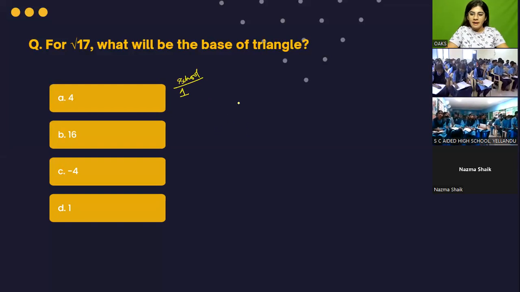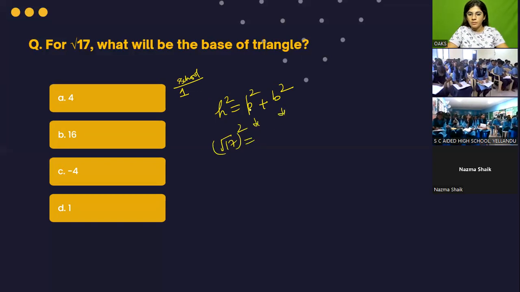You just have to follow the Pythagoras theorem. H square is equal to P square plus B square. I need this to be root 17 whole square. So what will be the P and B? I am asking about the base. So you have to tell me the base. School 2, anyone? Okay, so school 2 has answered B.